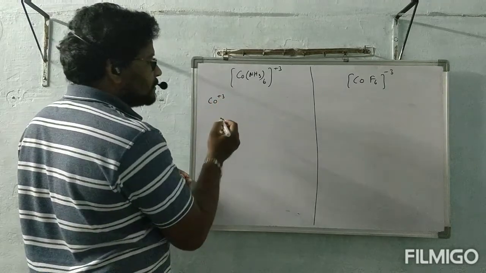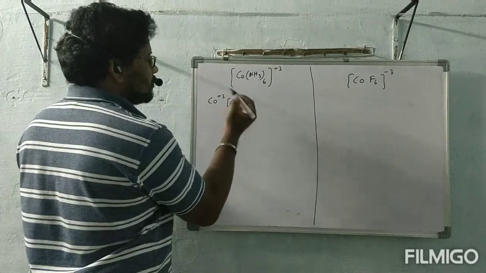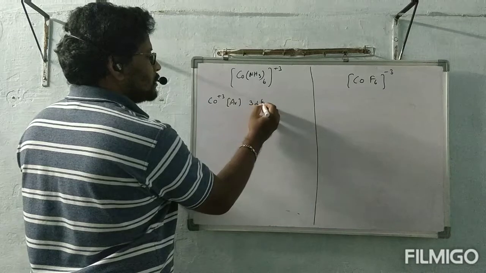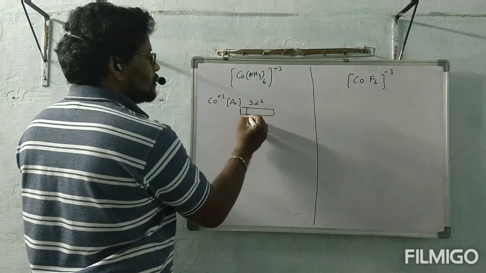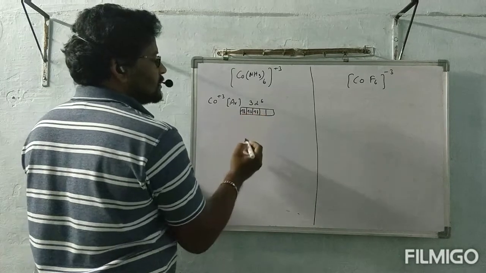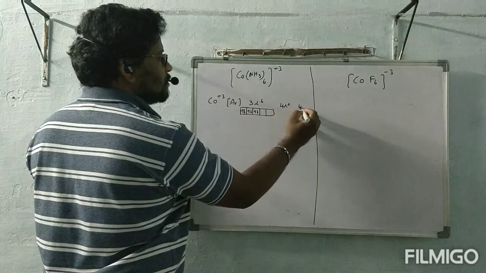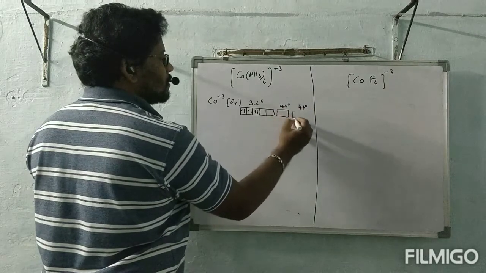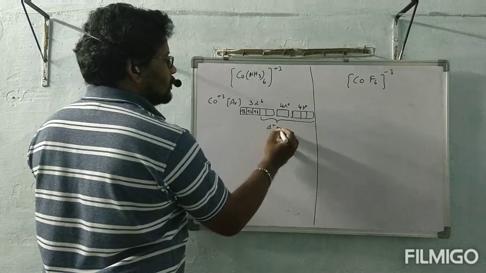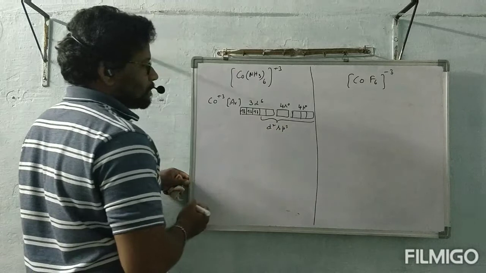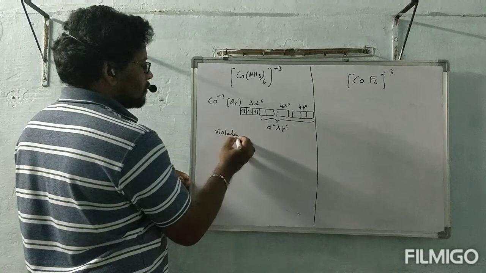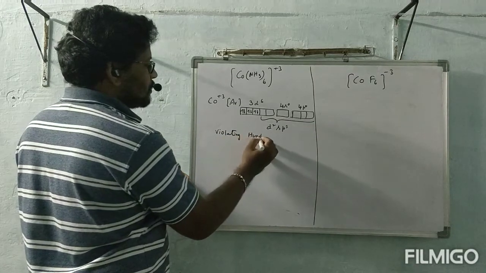The electronic configuration I am writing directly here: argon 3d6, 1, 2, 3, 4, 5, 6, 4s0, 4p0. Hybridization d2sp3, d2sp3, following pairing as per the rule, violating Hund's rule.